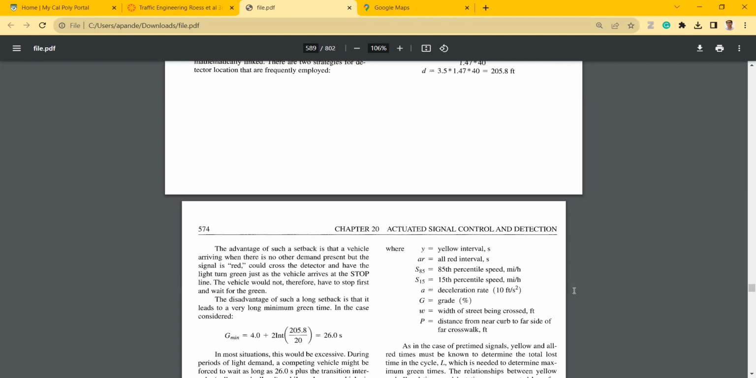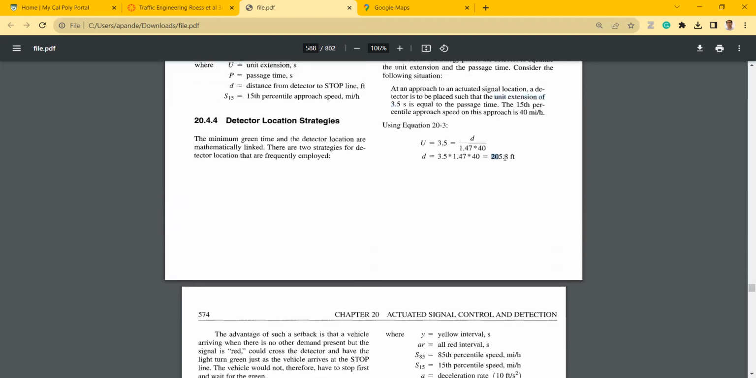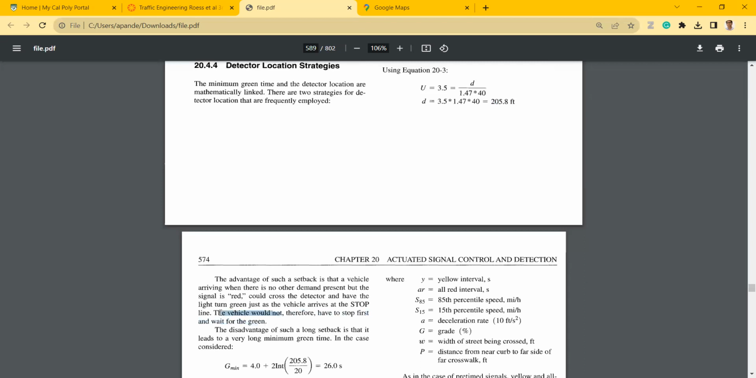So the advantage is, if you look at the answers that you got, if you use this approach, you're getting the approach detected 206 feet away, right? But the disadvantage is you might miss vehicles too. If you're detected so far back and you have some kind of driveway that feeds traffic to your signalized intersection approach, then you might miss out. The advantage obviously is that the vehicle would not have to stop at all or wait for the green.